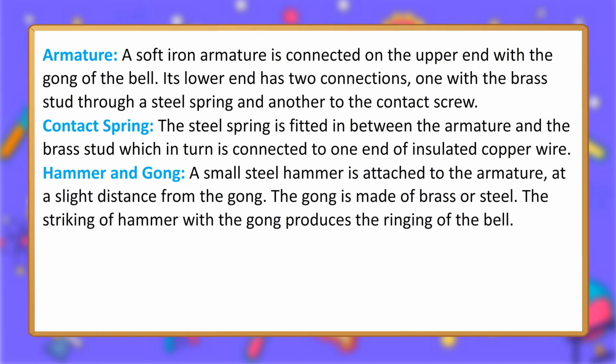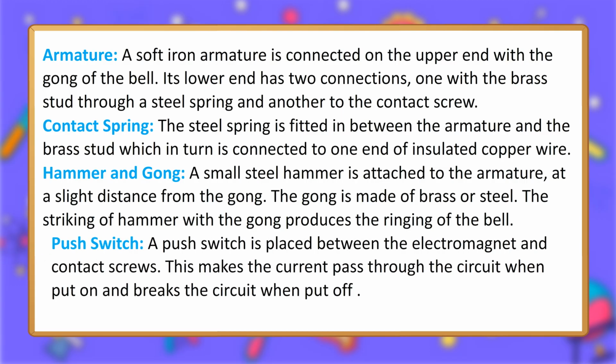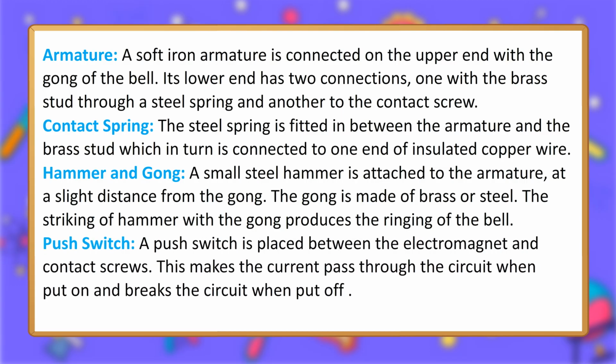Hammer and gong. A small steel hammer is attached to the armature, at a slight distance from the gong. The gong is made of brass or steel. The striking of the hammer with the gong produces the ringing of the bell. Push switch. A push switch is placed between the electromagnet and contact screws. This makes the current pass through the circuit when put on and breaks the circuit when put off.